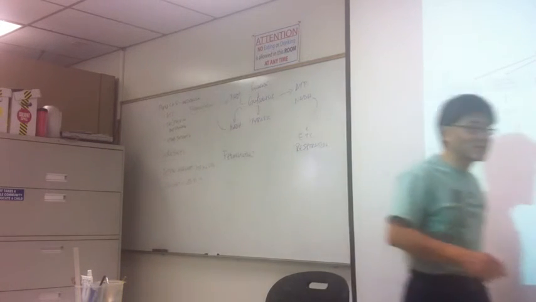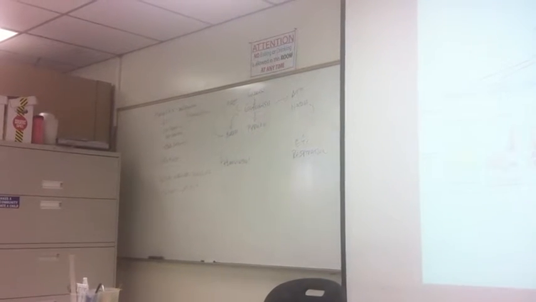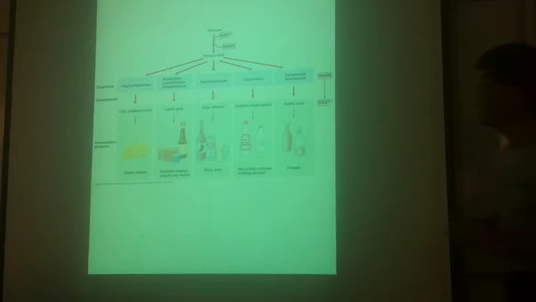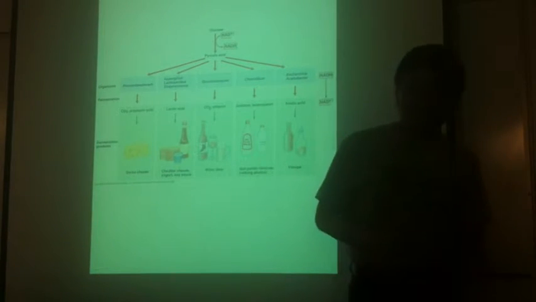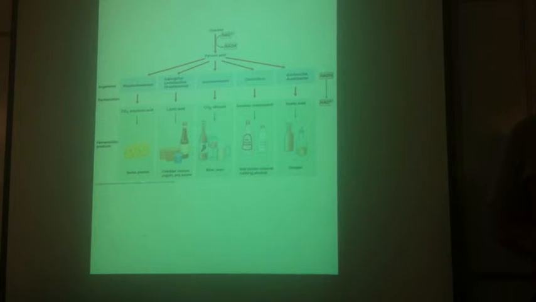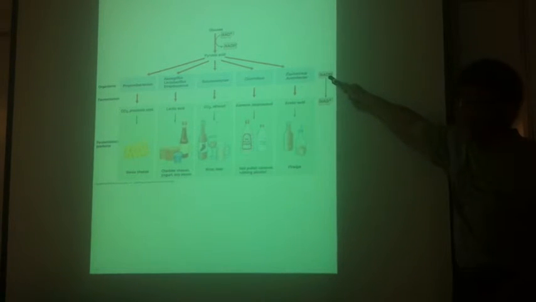Now, the next question is how do you do that? This diagram shows you what happens. Here you go from NAD plus to NADH. So how do you get the NAD plus back? When does that happen? It happens in fermentation, right? You can see it right here.